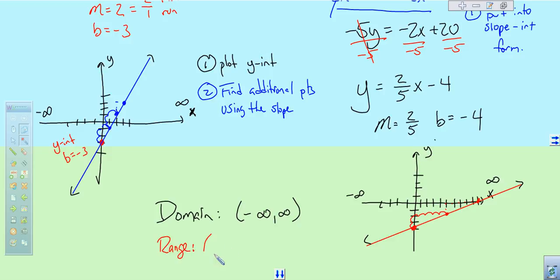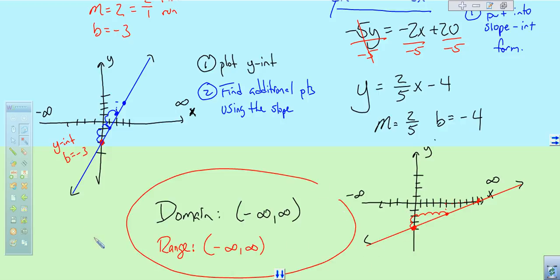The range, same concept, same idea, is going to be all real numbers. This one goes to negative infinity very quickly. This one goes to positive infinity very quickly. This one takes a little bit more time. So my domain and range for both of these will be all real numbers.